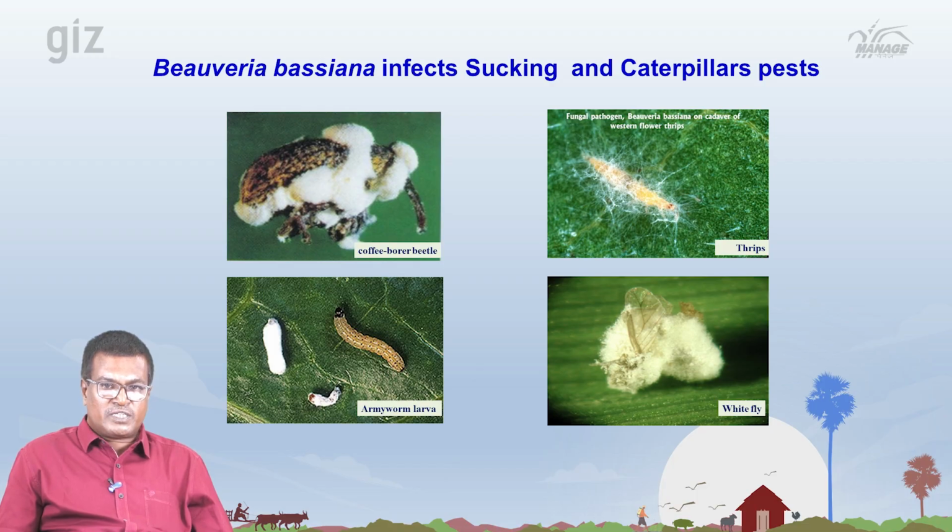And in an irrigated ecosystem, these biopesticides work better when compared to drylands or rain-fed situations. And then there is Beauveria, which is a very common biopesticide that can be employed for any kind of pest, whether it is a sucking pest or a leaf-eating caterpillar. We can easily employ this Beauveria for both.